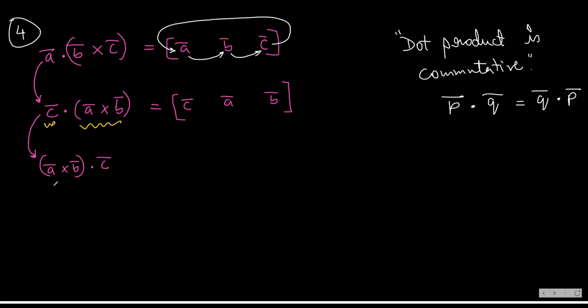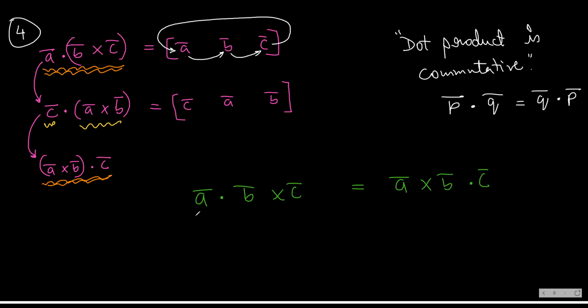So what do you now see? Here you have a bar dot b bar cross c bar, which is equal to a bar cross b bar dot c bar. If I write it separately, it indicates something to us. a bar dot b bar cross c bar is this which I wrote. Now let me write the other one, which is equal to a bar cross b bar dot c bar.